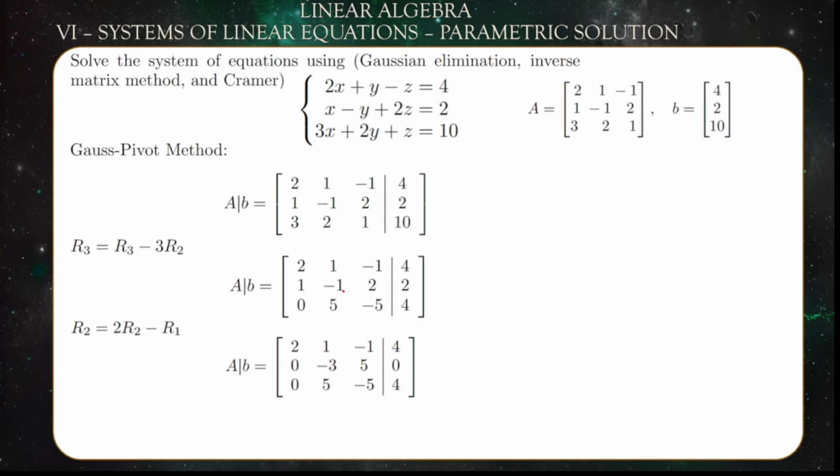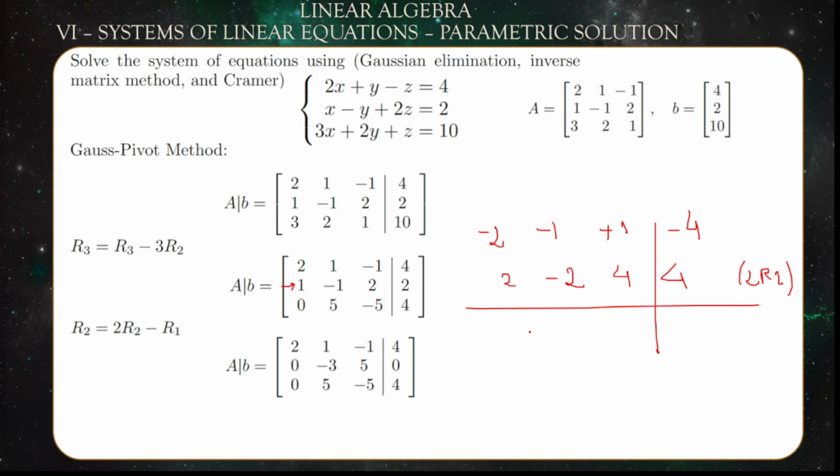This is row 2. 2 times R2 is 2 minus 2. We are multiplying this row by 2. 4 and 4. So this is 2R2 minus R1. What is R1? Minus 2 minus 1 plus 1 and minus 4. We add them up and we place them in R2. Let's add them up. You have minus 2 plus 2, 0. Minus 3, 5. And finally 0. You replace R2 with this result, which is 0, minus 3, 5, 0. Now, what do we have?